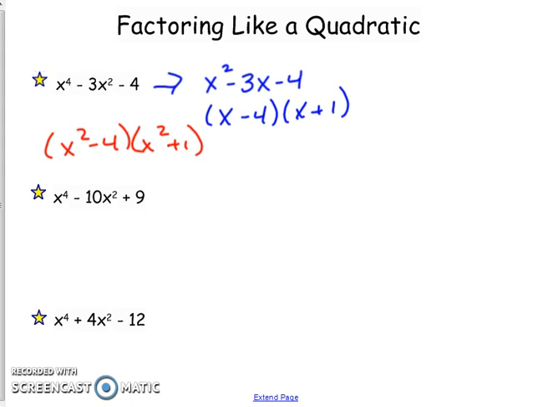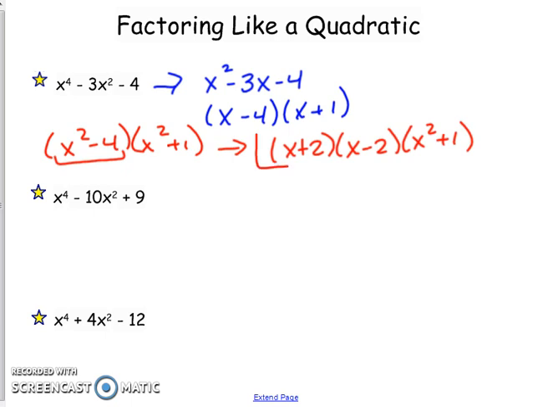And if we look at this, we can still go one step further. And this x squared minus 4 is difference of squares. So you need to be able to recognize what type of factoring you need to do. So completely factored, x squared minus 4 is going to be x plus 2 and x minus 2. And then the x squared plus 1 I can't break down, so I'm going to leave that. And that is completely factored.